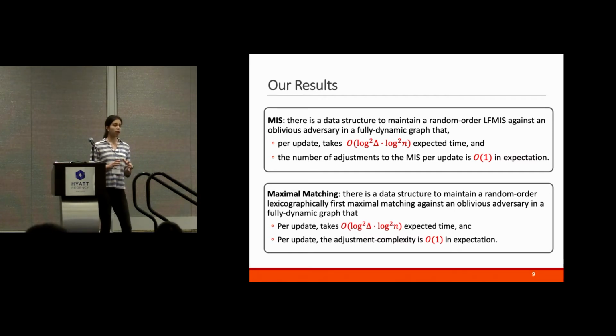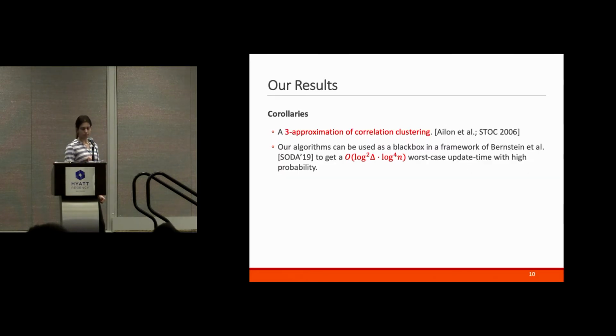But for maximal matching, already efficient algorithms exist, but ours is interesting as it maintains a random order lexicographically first MIS, which is by itself interesting. Here are also two implications of our work. First is a tree approximation of correlation clustering. And the second is that we can modify our algorithm to get a polylogarithmic worst case update time with high probability.